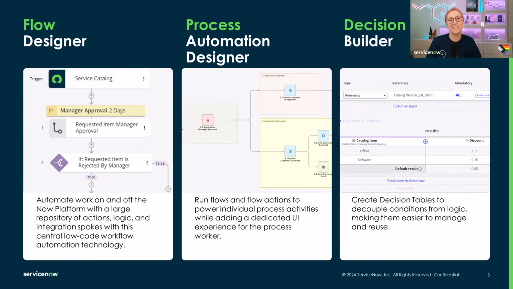Playbook Experience is the process-aware UX to improve end-user productivity, ensure response consistency, and reduce errors. And then lastly, my favorite, Decision Builder. This allows you to eliminate manual data entry and maintain consistency across your organization with powerful decision tables.